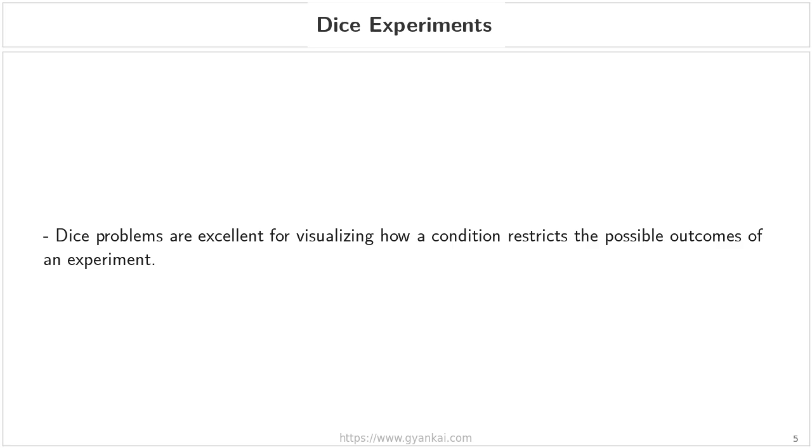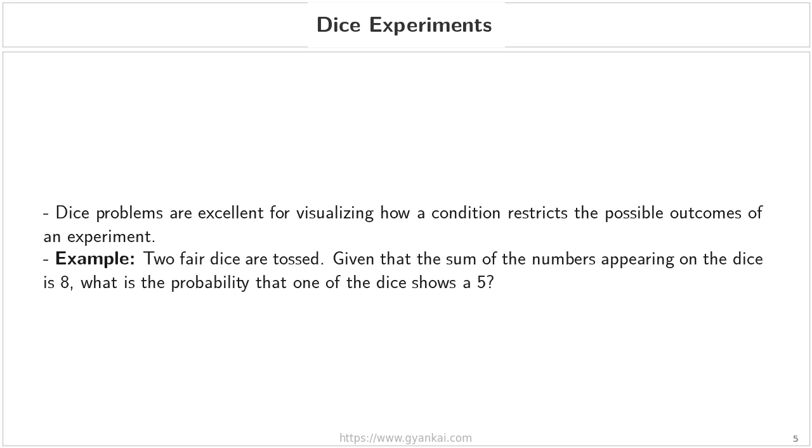As we have seen in our previous examples with family composition and card draws, the key to conditional probability is seeing how a specific condition restricts our possibilities. Dice problems are absolutely excellent for visualizing this concept because you can clearly see how a condition shrinks the total number of possible outcomes. Let's work through a concrete example together.